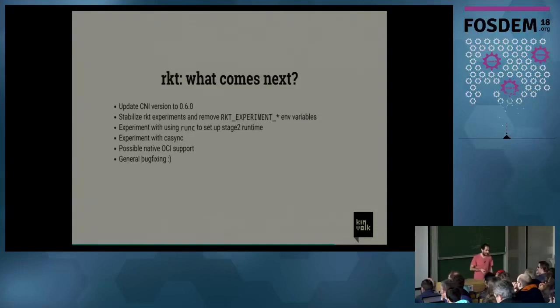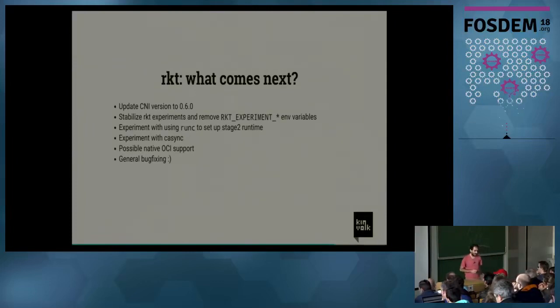One cool thing that my colleague Alban was experimenting with is using casync. I'm not sure everybody's familiar with casync, but it's basically rsync plus content addressable storage, and it's a very efficient way to transmit images. There's a talk later today by my colleague Alban at 3 p.m. I think, and if you want to know more about that, please attend that talk.